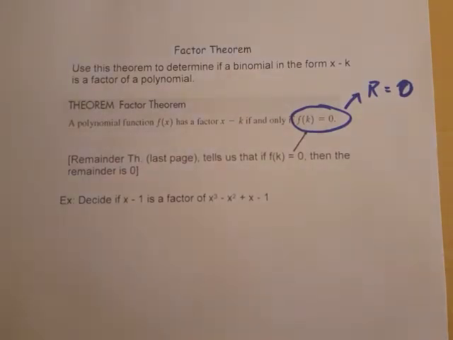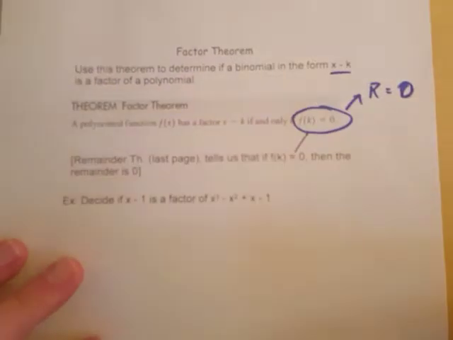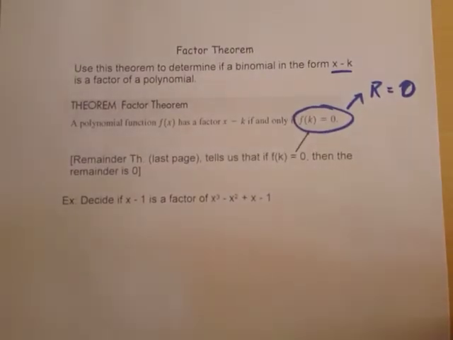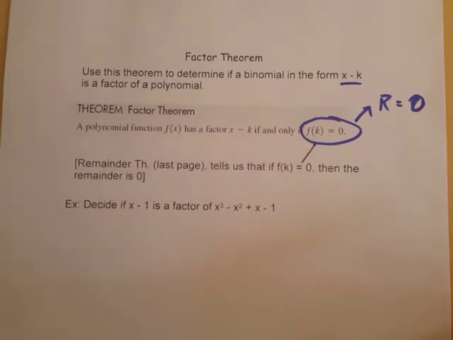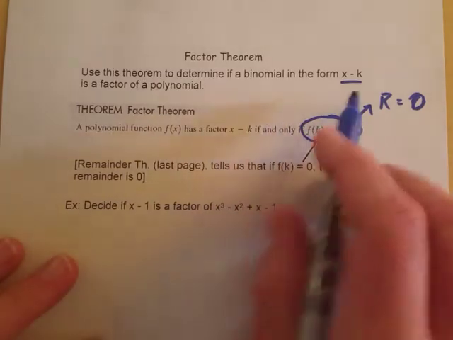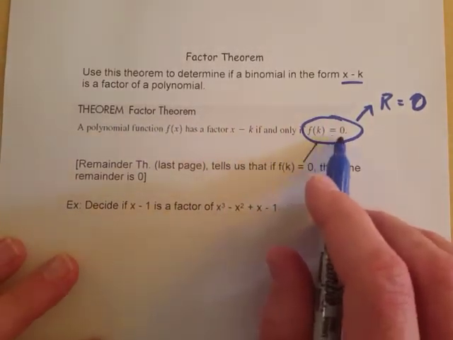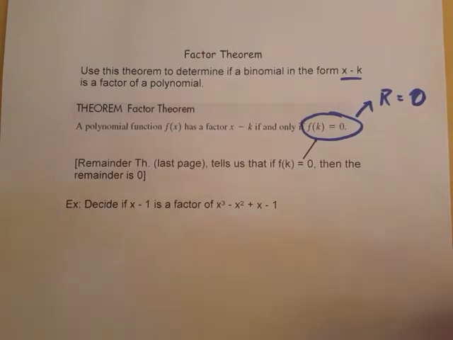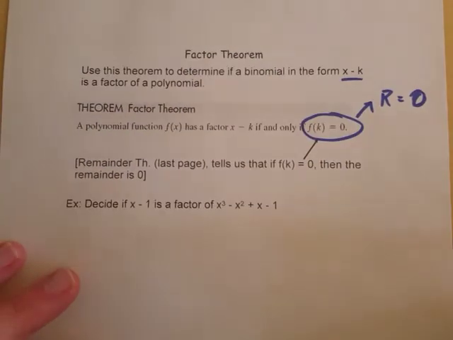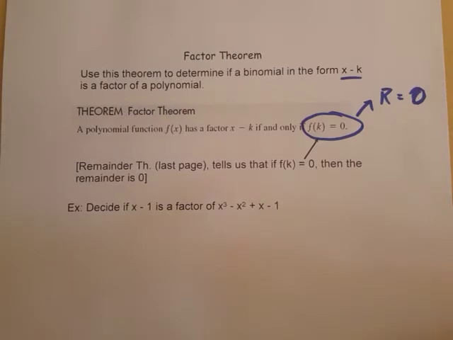Now, just what is a factor? First of all, we can decide if whatever we're dividing by is a factor, which means that it can divide evenly into the original polynomial function. So if we take the k value, plug it into the function, and find that what comes out is 0, then we know that this divisor divides evenly into that particular polynomial.